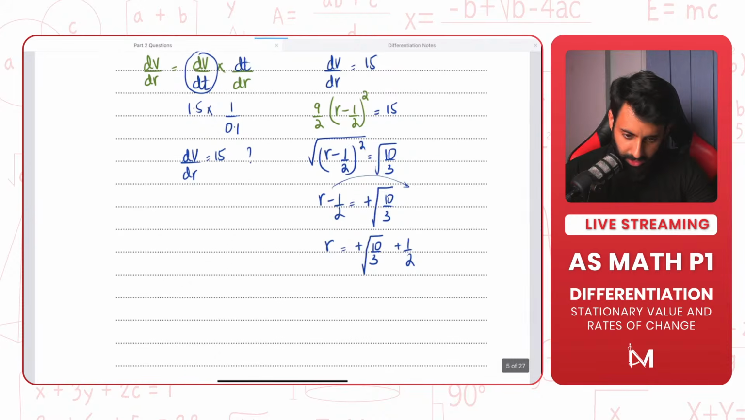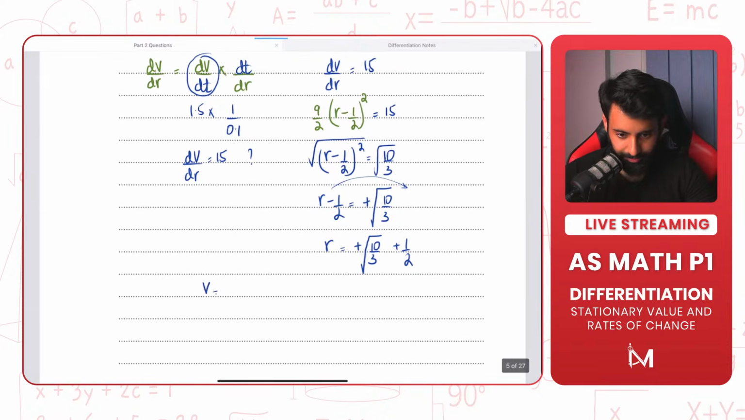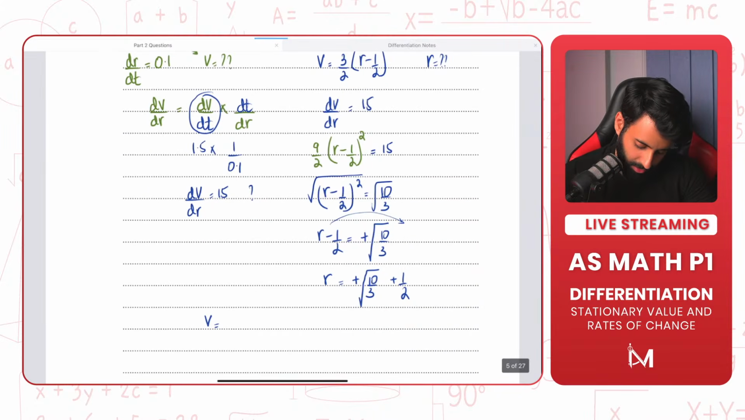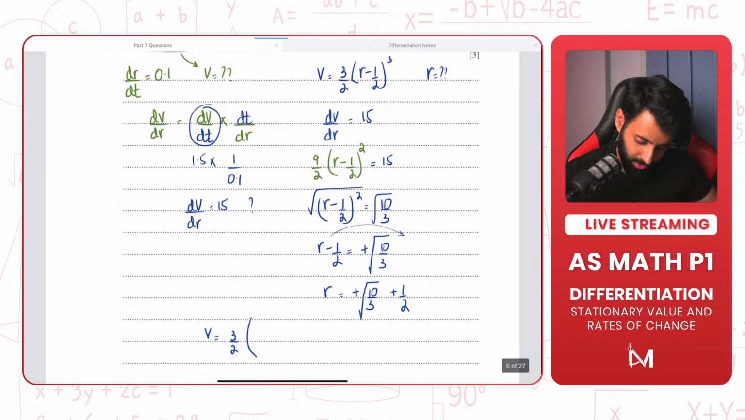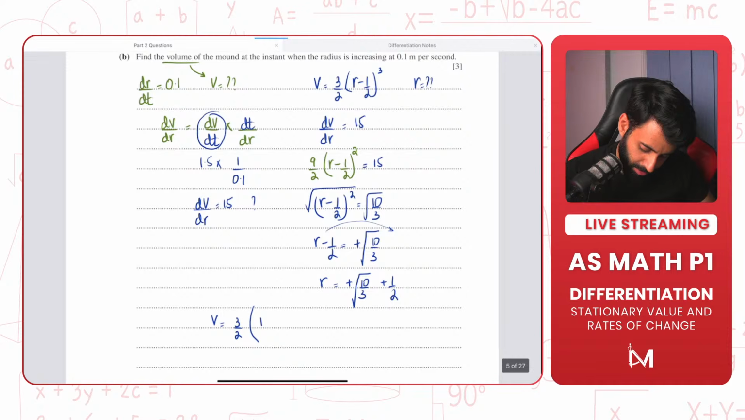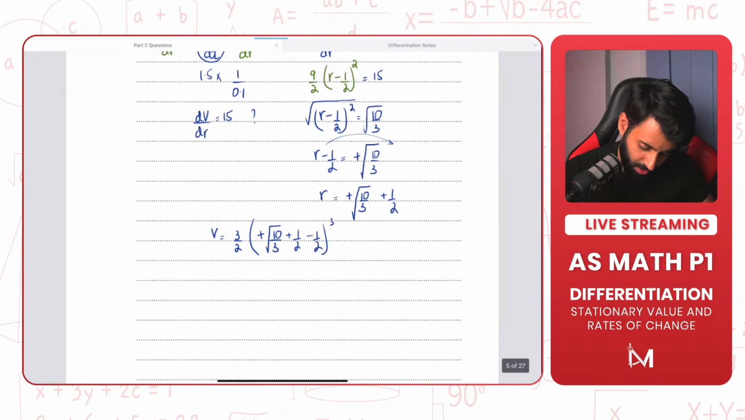Now that we know what r is, we will plug it in V to find out the volume. So 3 upon 2, r gets replaced by positive square root of 10 upon 3. If you keep it in exact terms, things will cancel out. And then we're going to cube it. So this half and this half get cancelled out. V is equal to 3 upon 2 into 10 upon 3 inside the square root, the whole thing cubed.